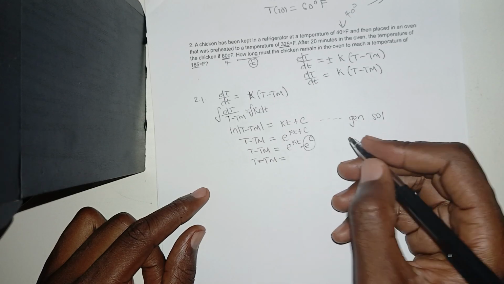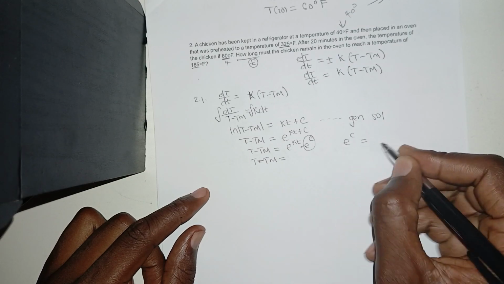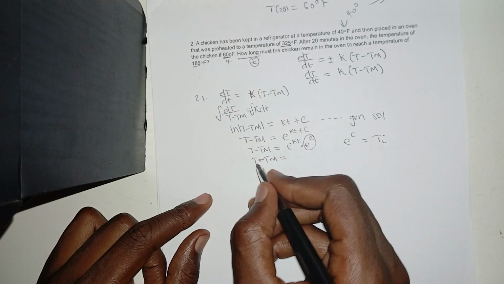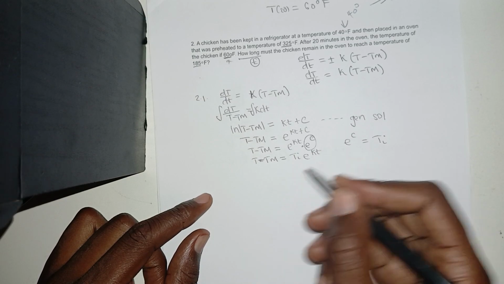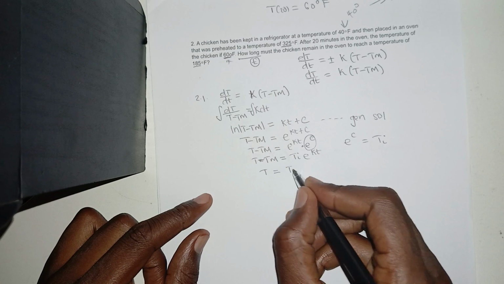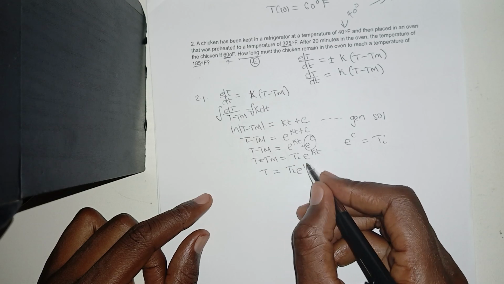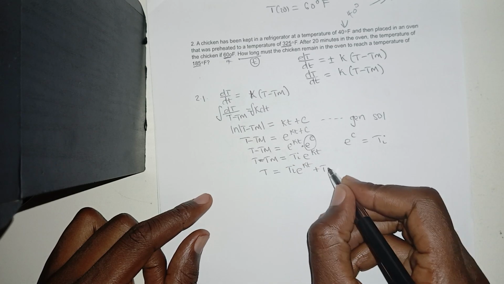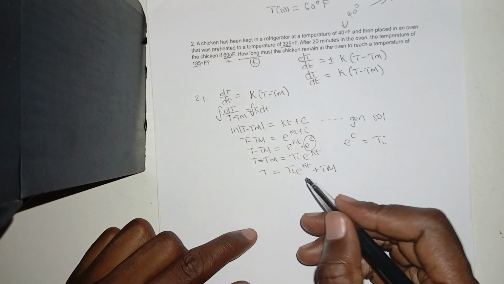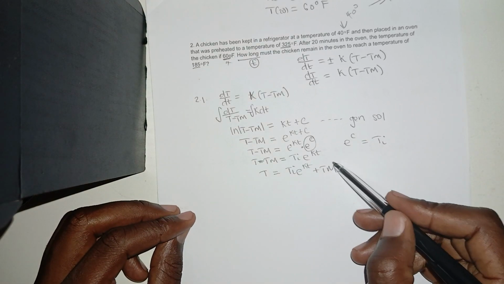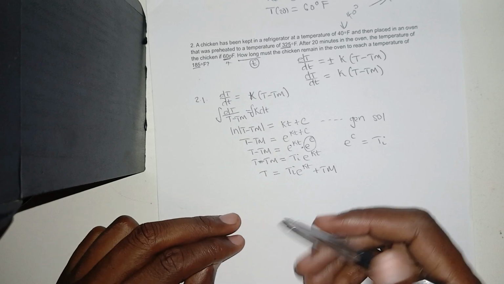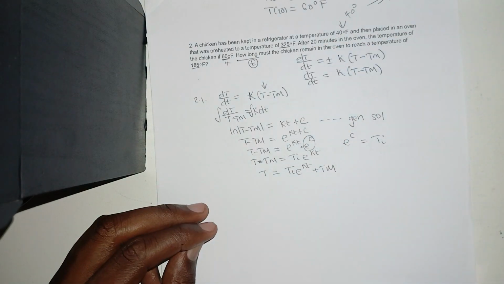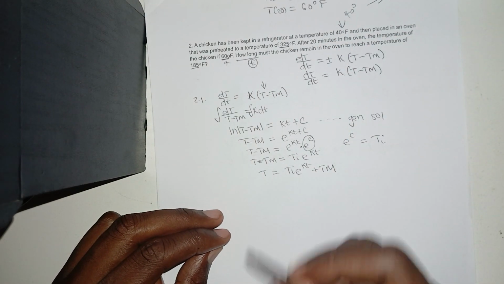Then let E to the power C be an initial temperature. This is our initial temperature. So this is our formula. This one is the ambient temperature, and this is the temperature, which is this one. Now, this is our initial temperature.